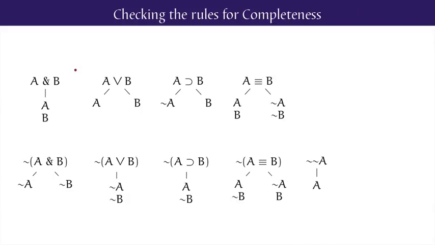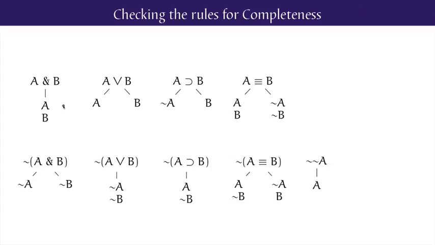So let's check the rules again. To check that these rules work, we need to check the rules not from top to bottom, but from bottom to top, from output to input, to show that if the outputs are true in an interpretation, so is the input.